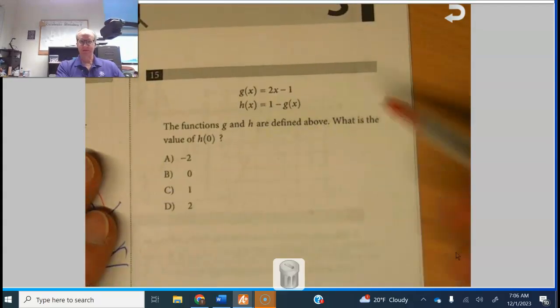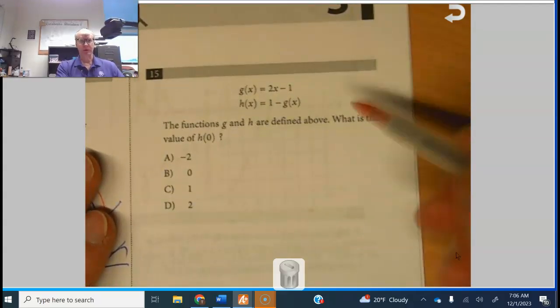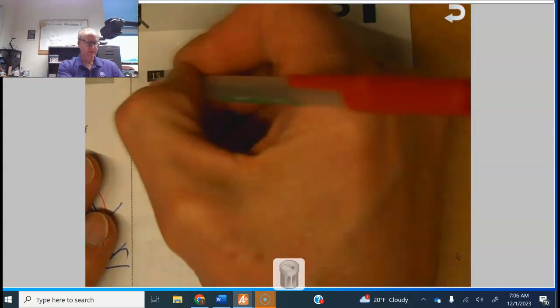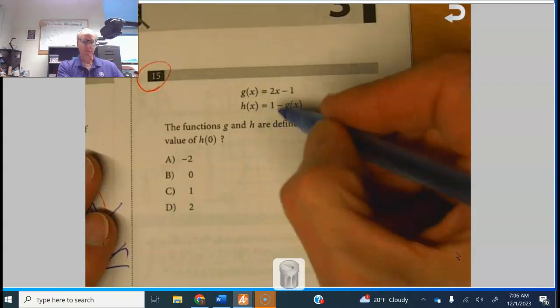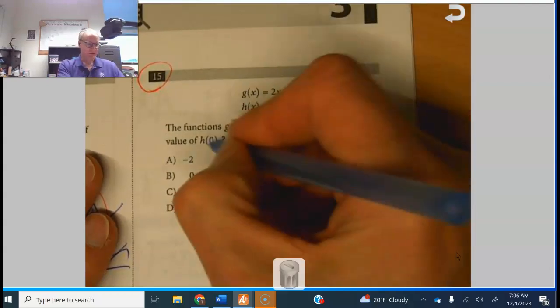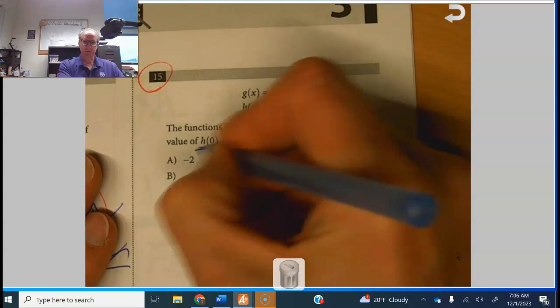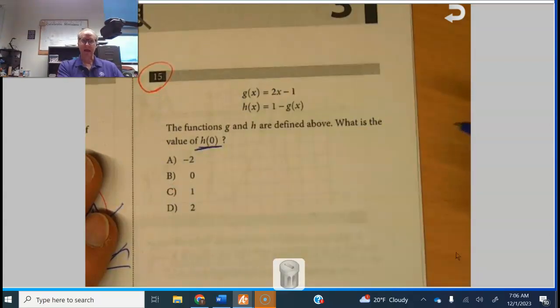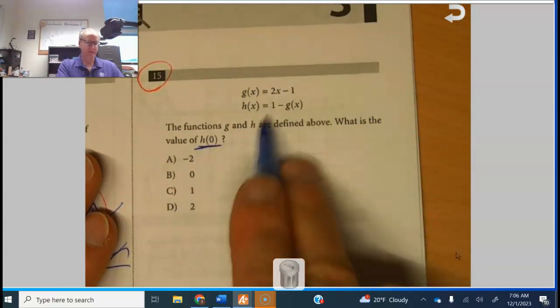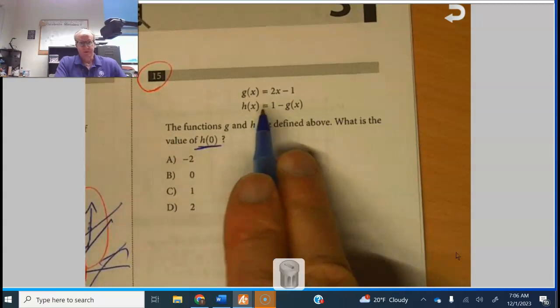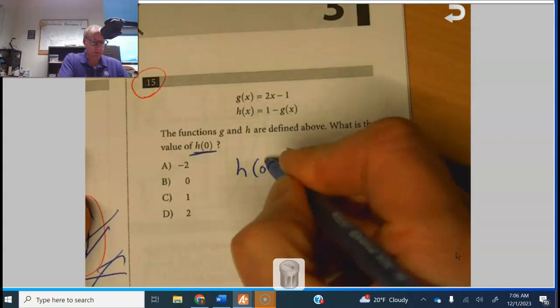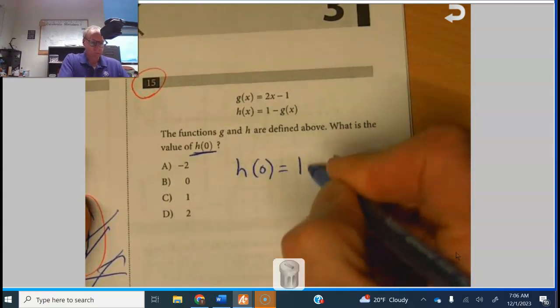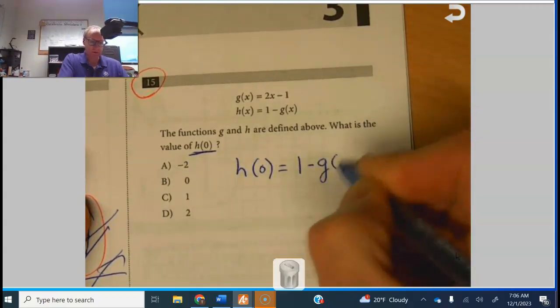These, for whatever reason, give people all kinds of problems. Normally, these get harder and harder as you go, and a lot of people miss this, and they really shouldn't, because I want you to see something. H of 0 is asking for what happens when I put a 0 instead of x. So watch this. H of 0 equals 1 minus g of 0.